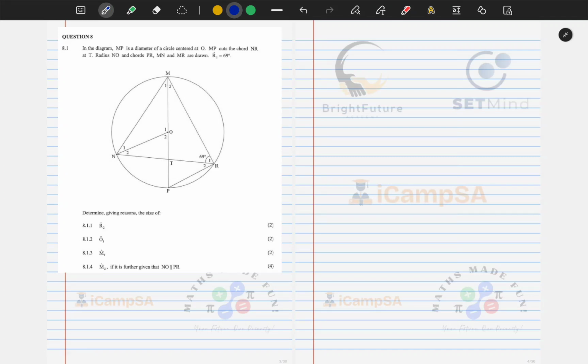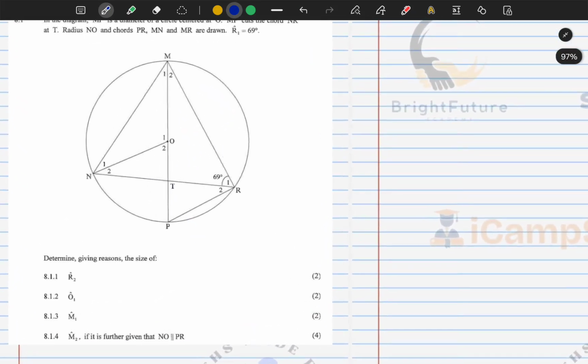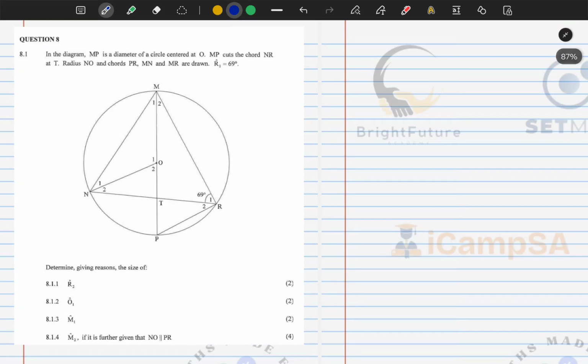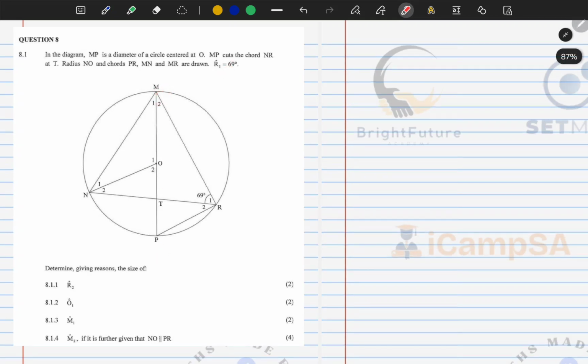So now let's look at what we have here. We are looking at question 8, which is from a previous question paper. We are being told here that in the diagram, MP is a diameter of a circle centered at O. So that's the center. And then we are being told that MP, which is the diameter, cuts chord NR, which is this chord, at T. As we can see, it cuts it at T.